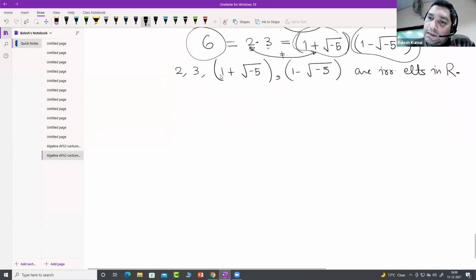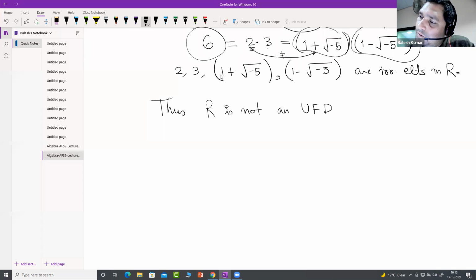So therefore, thus we see that R is not a UFD. So this property in general may not be true for any integral domain, and so these two conditions actually specify and make what is the meaning of this unique factorization domain. Okay, so far so good.